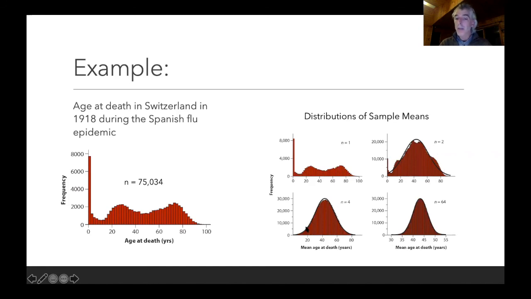As soon as we get up to 4 observations per sample, we can start to see that the sampling distribution is getting much more normal. And by the time we get to a sample size of 64, we're getting a sampling distribution from this highly non-normal variable that itself is really normally distributed.